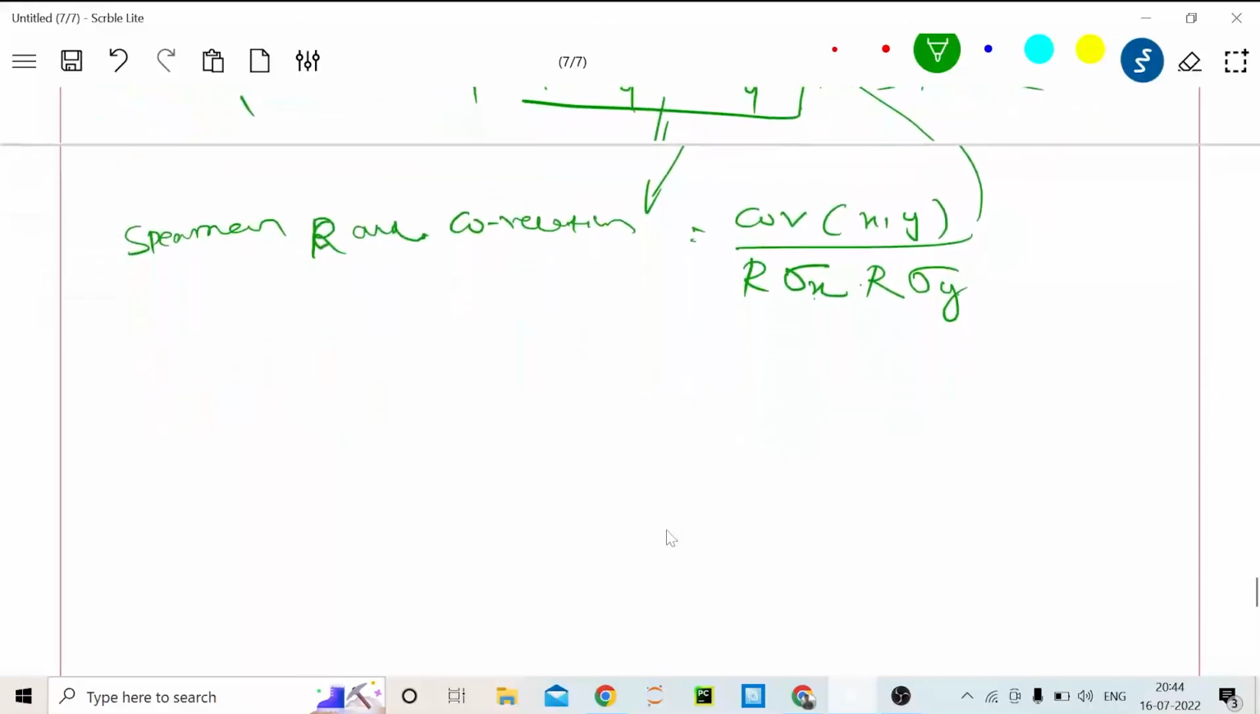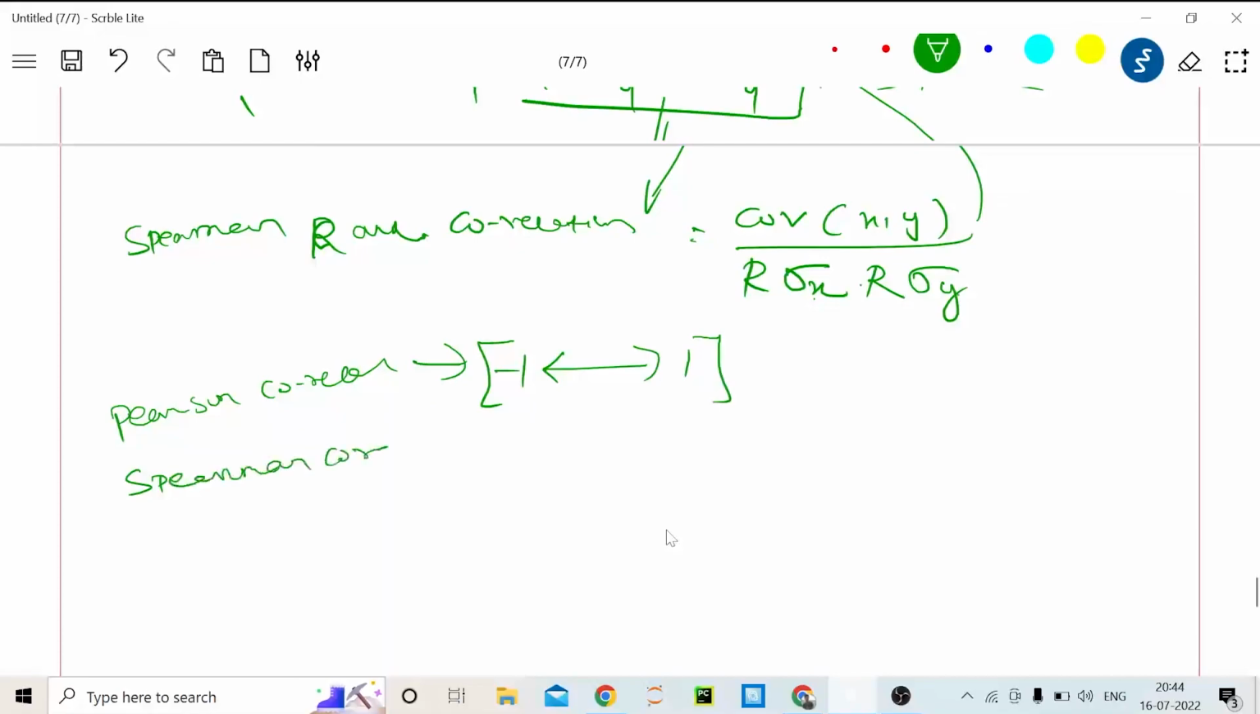After applying this, what result will we get? In Pearson correlation, we got the value from -1 to +1. But in Spearman correlation, we get the value as either +1 or -1. I may show you the example here.